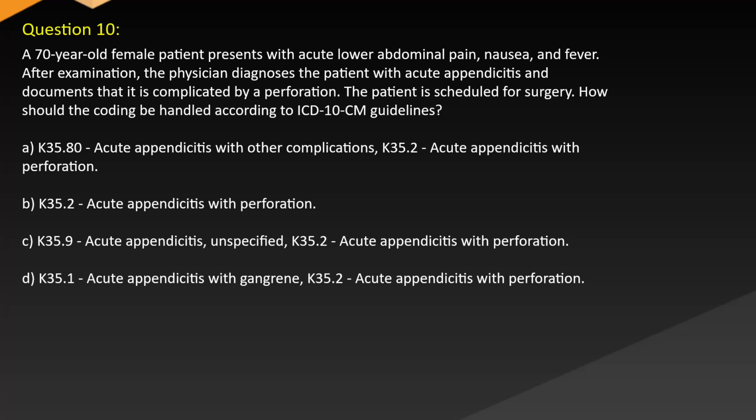A. K80, Acute appendicitis with other complications; K35.2, Acute appendicitis with perforation. B. K35.2, Acute appendicitis with perforation. C. K35.9, Acute appendicitis, unspecified; K35.2, Acute appendicitis with perforation. D. K35.1, Acute appendicitis with gangrene; K35.2, Acute appendicitis with perforation.